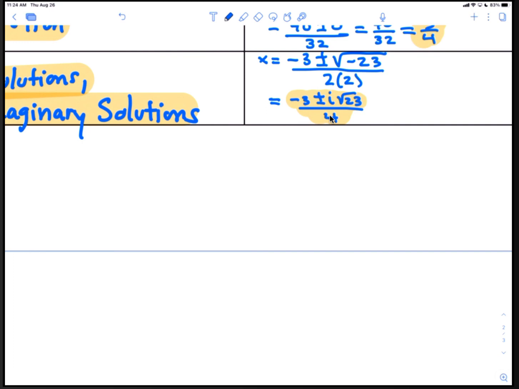All right, that concludes the lesson on the quadratic formula, and now you have the tools to finish your homework assignment.